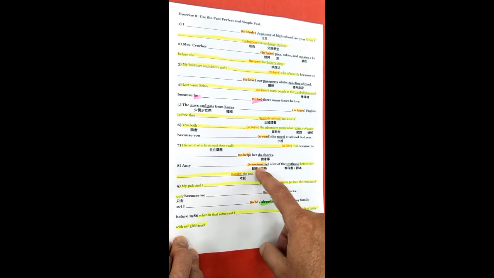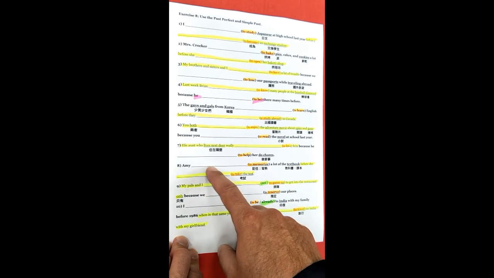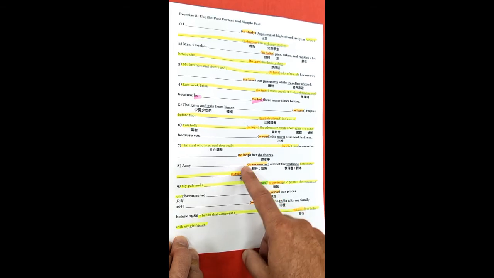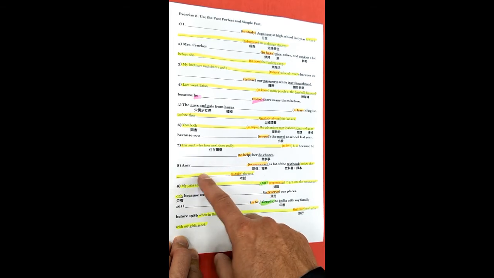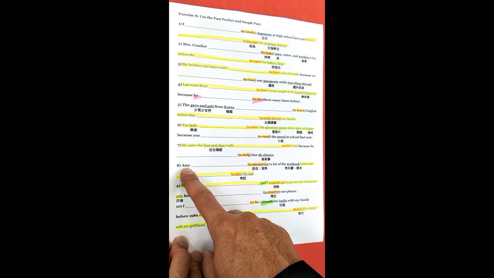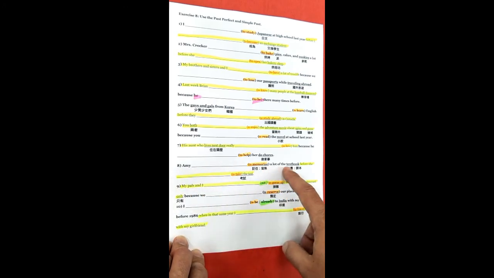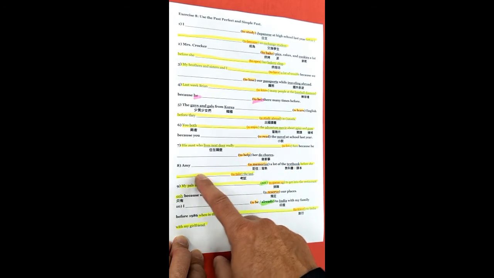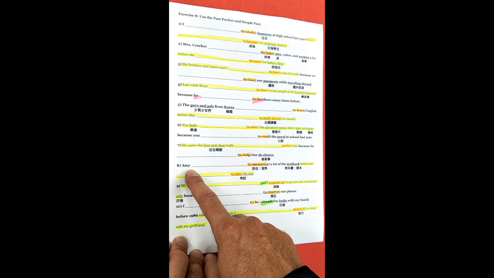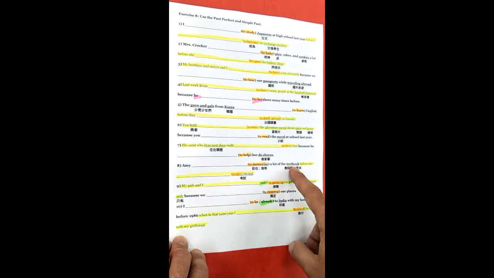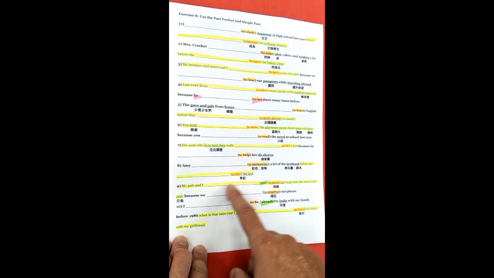8. To memorize, memorize, memorized, memorized. To take, take, took, taken. Amy had memorized a lot of the textbook before she took the test.